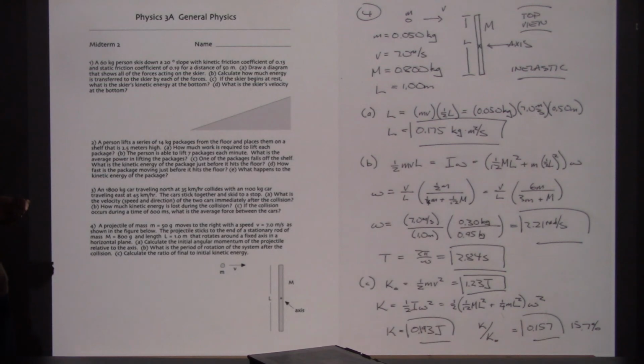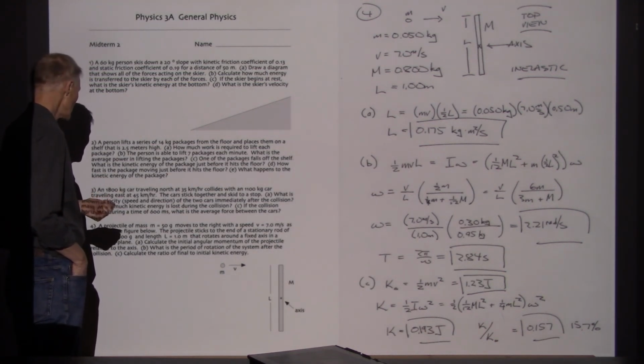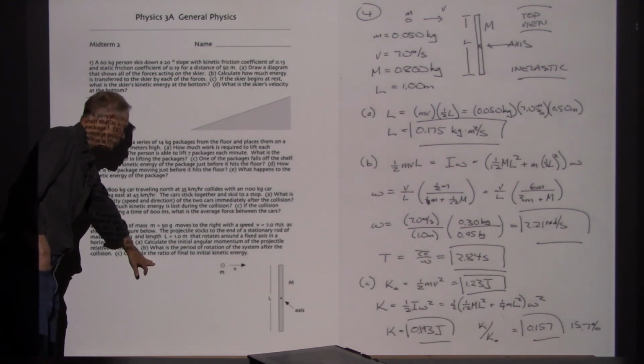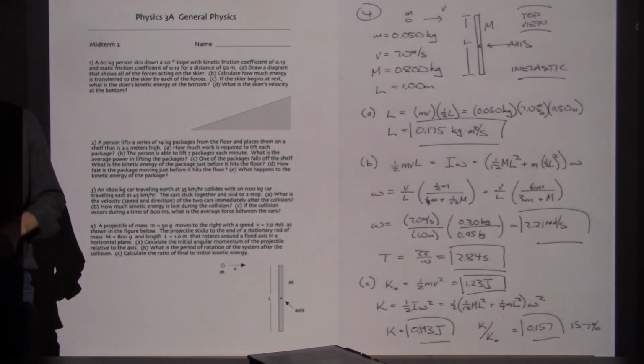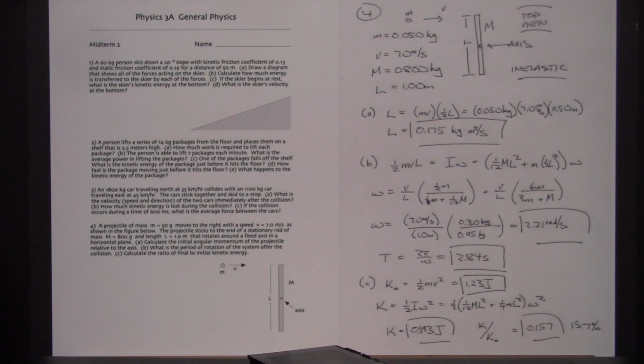It asked for a ratio. Let's see. Calculate the ratio. Well, I put K over K naught. That ratio turned out to be 0.157, or 15.7% of the kinetic energy is left. That means, you know, 84% of the energy went thermal in the collision. Okay, so it's a good example. It's angular momentum conservation, one of the key concepts from chapter 11.